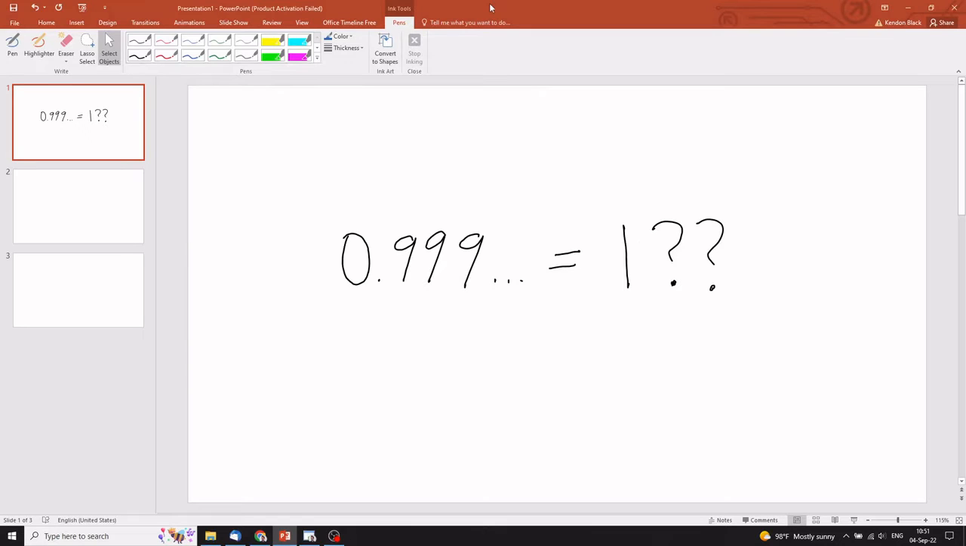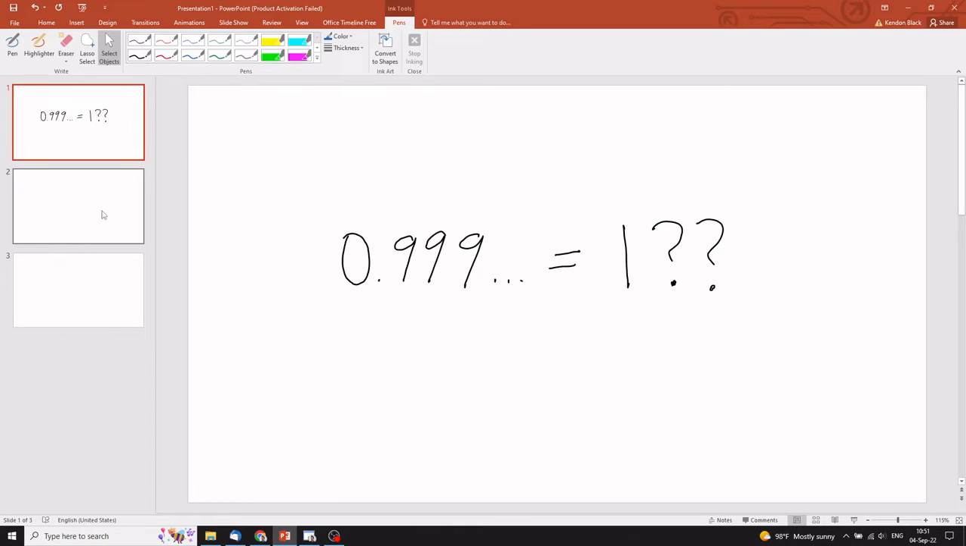Hey guys, today I want to look at whether or not 0.999 dot dot dot, so 0.99999 repeat forever, is equal to 1. Are these two numbers equal to each other? Well, you might think at first, of course they're not equal to each other. The 0.99999, no matter how far you go, it's never going to quite get to 1. It's going to get closer and closer and closer, but never quite get there. So how could the two numbers be equal? Well, they actually are equal to each other.